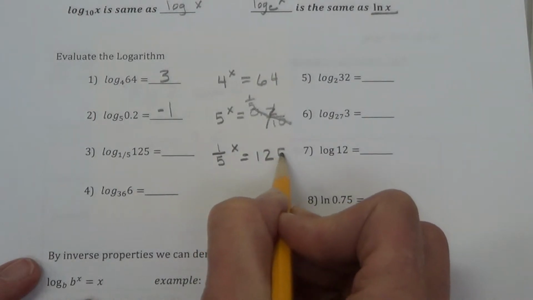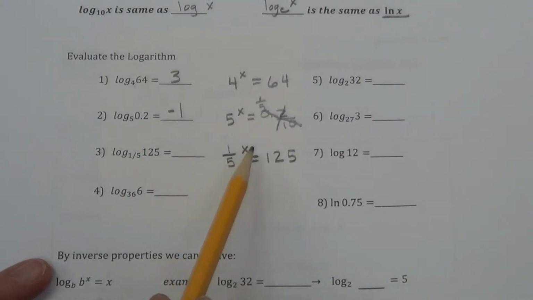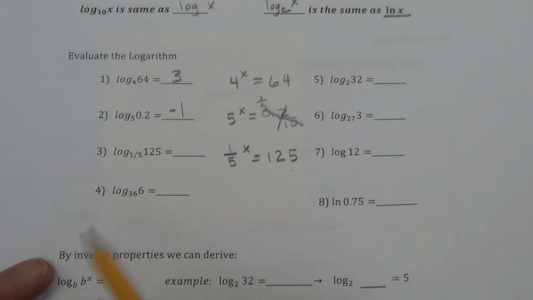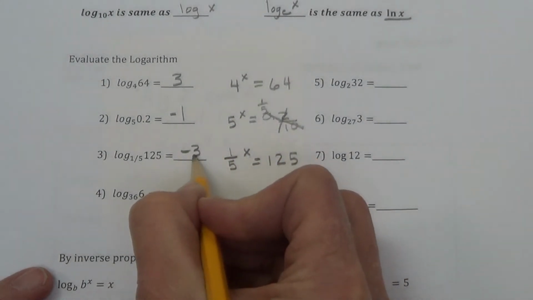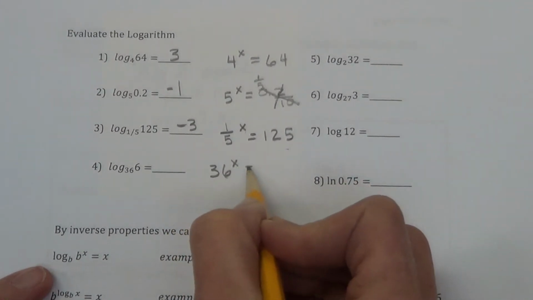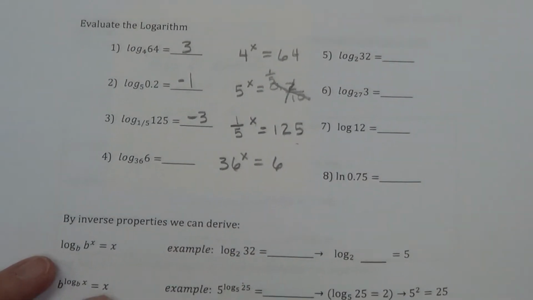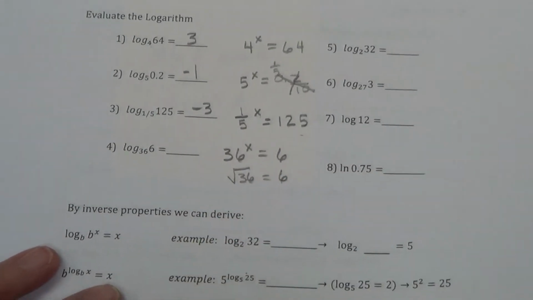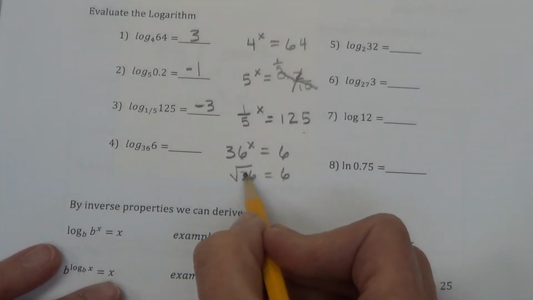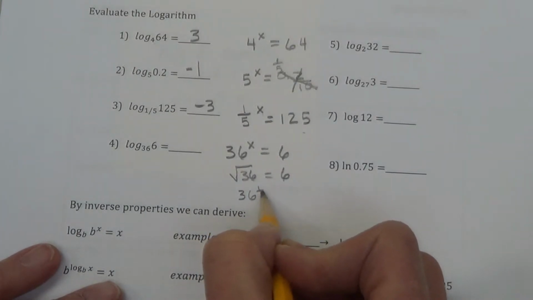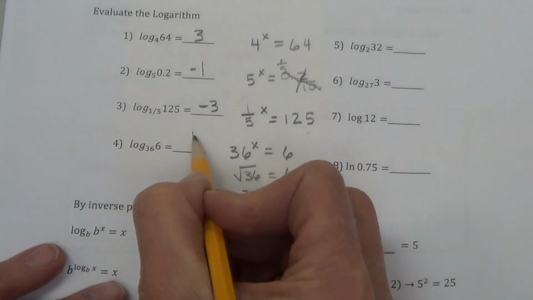1/5 to what power equals 125? Well, I know 5 to the third is equal to 125. So 1/5 would be to the -3rd. 36 to what power equals 6? Well, we know that the square root of 36 equals 6. So from our previous lessons, square root, we know can be written as 36 to the 1/2. So 1/2 is our answer.